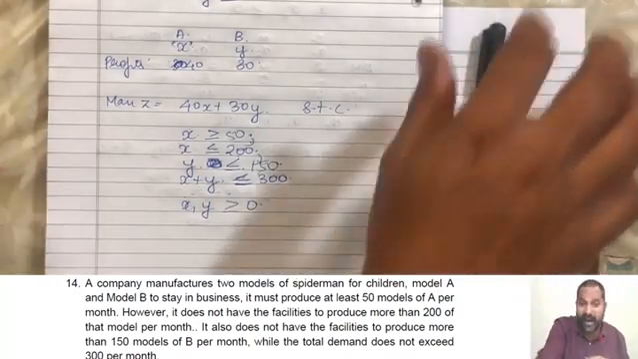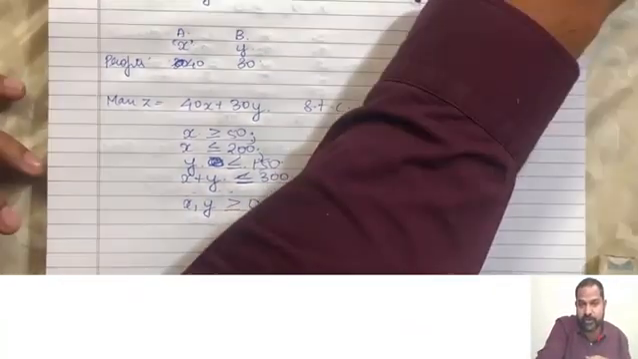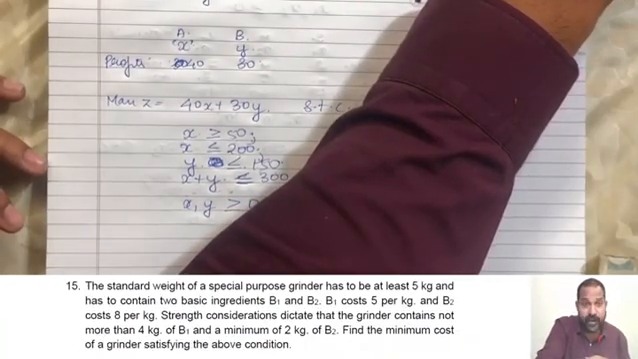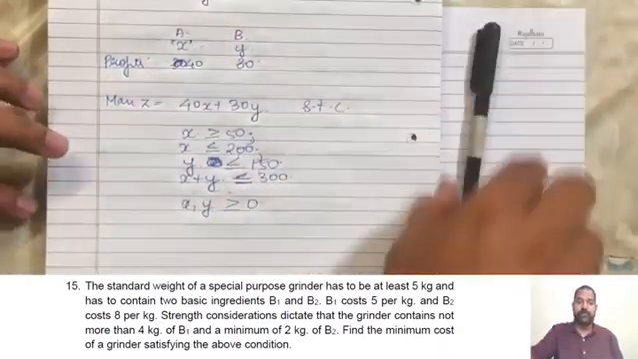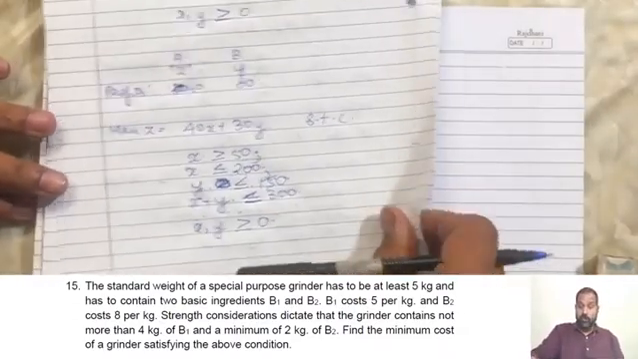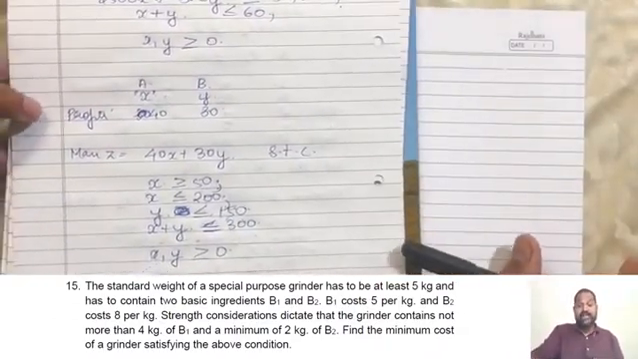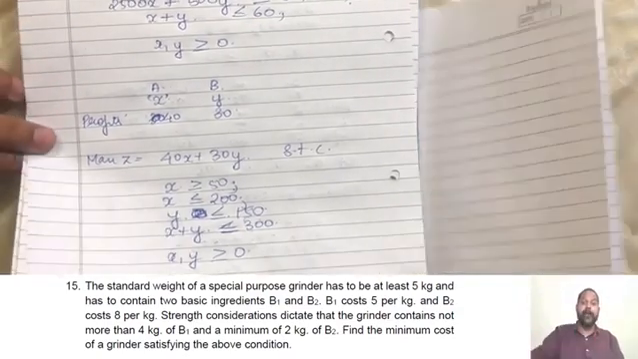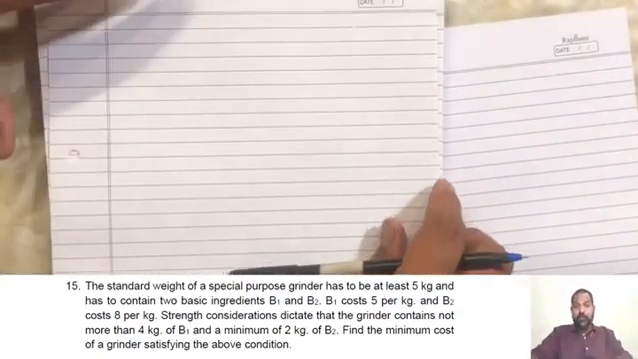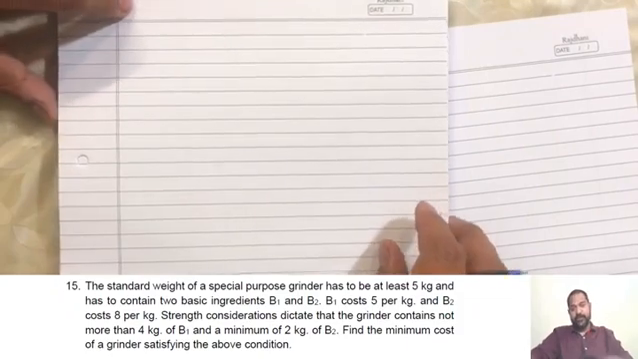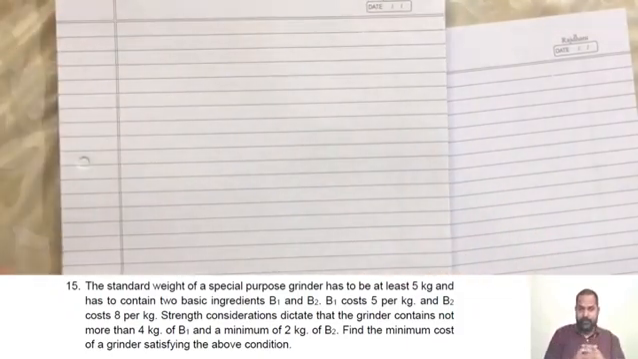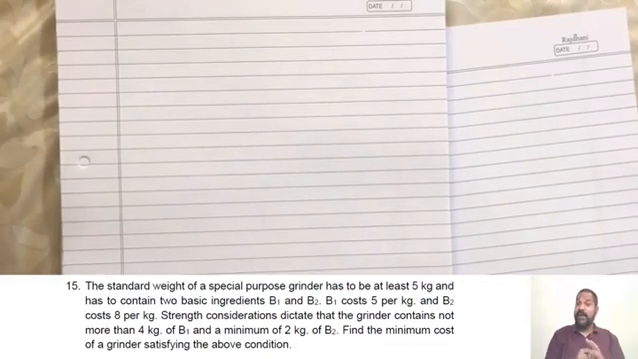Let's move on to one last question, and that is question number 15, and then we are done, which is also an interesting question. What does the question say? The standard weight of a special purpose grinder has to be at least 5 kg. So you're making a grinder, correct? So probably a stone grinder, and the standard weight of that grinder should be at least 5 kg.